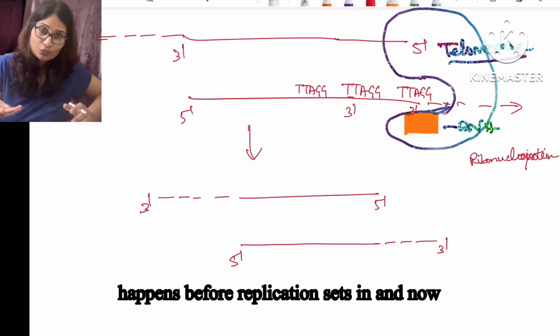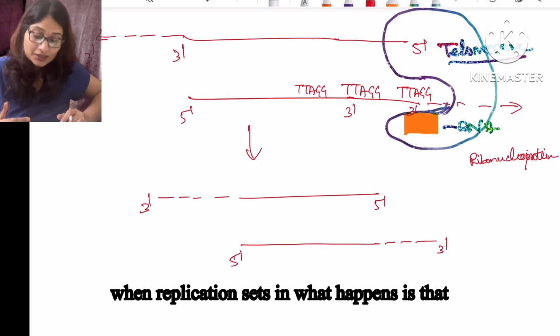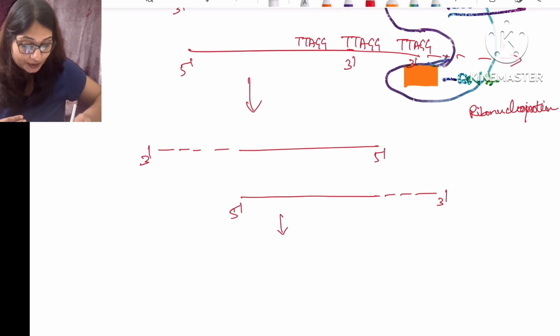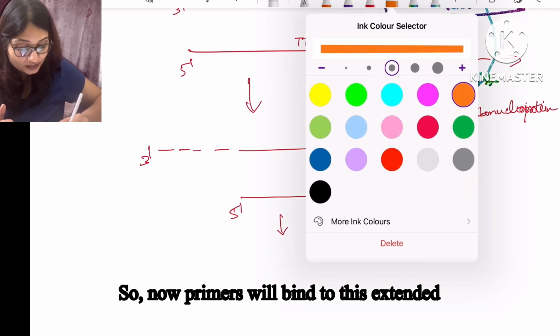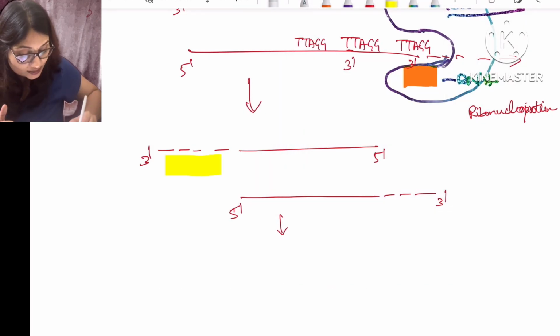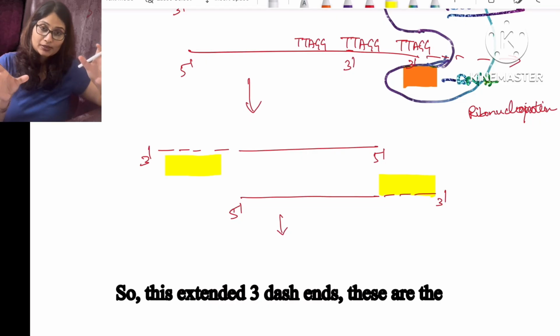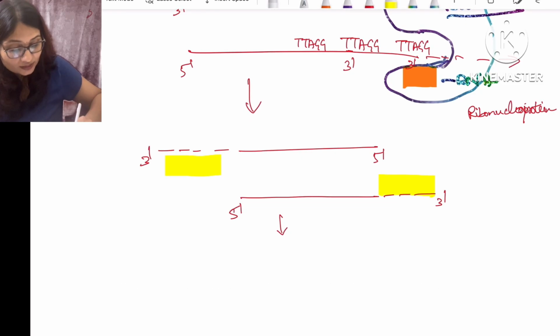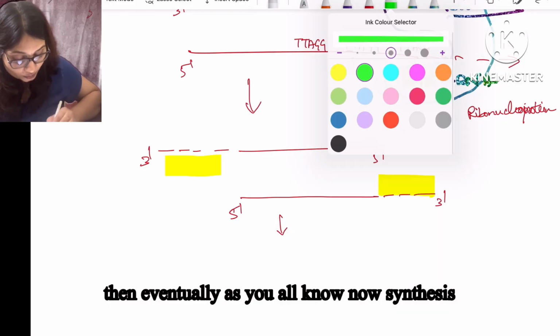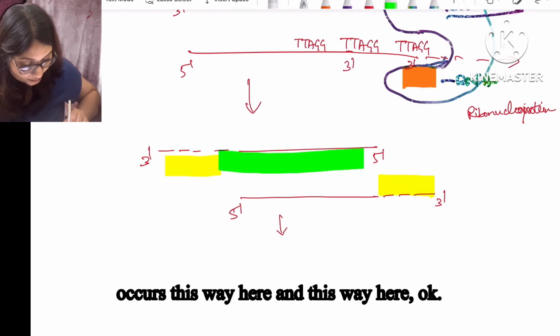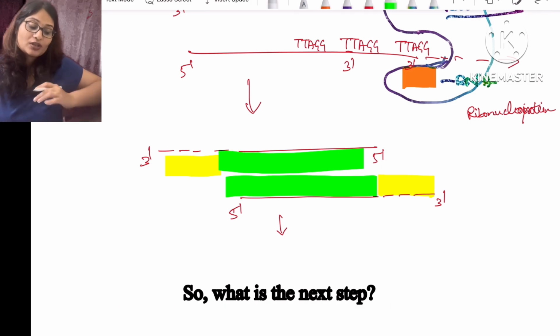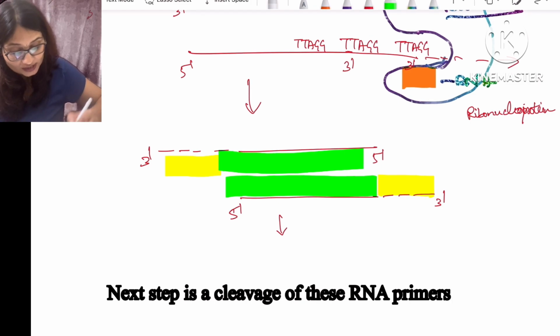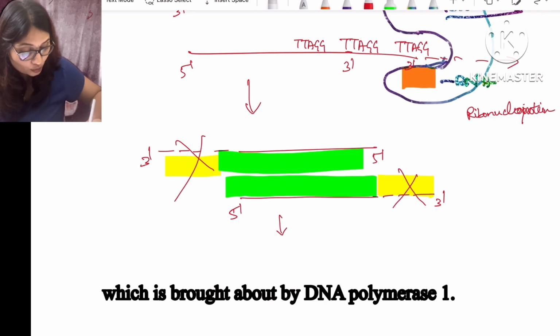This happens before replication sets in. Now when replication sets in, your primer has to bind, right? So primers will bind to this extended sequence here. These extended 3' ends are the places where your RNA primers will bind, and then, as you all know, synthesis occurs this way here and this way here. What is the next step? The next step is cleavage of these RNA primers, which is brought about by DNA polymerase 1.